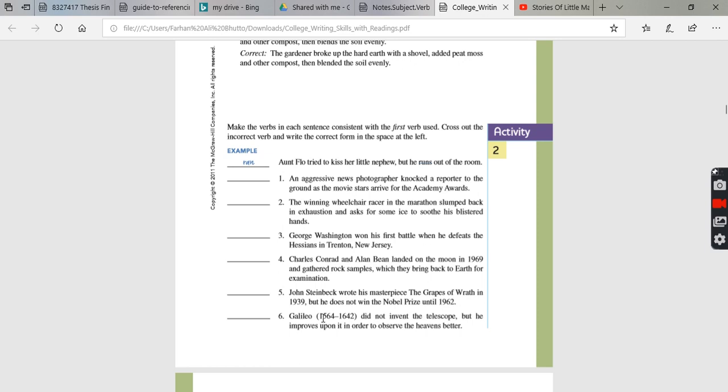6th one, Galileo, 1564 to 1642, did not invent the telescope, but he improves upon it in order to observe the heavens better. Again, a very simple sentence. So the first verb is did not invent, so that means in past. The second one, but he improves, is in present. So Galileo did not invent the telescope, but he improved upon it in order to observe the heavens better.